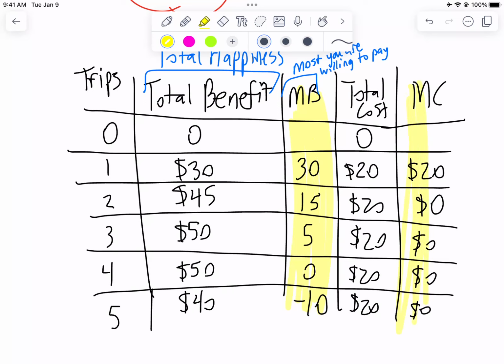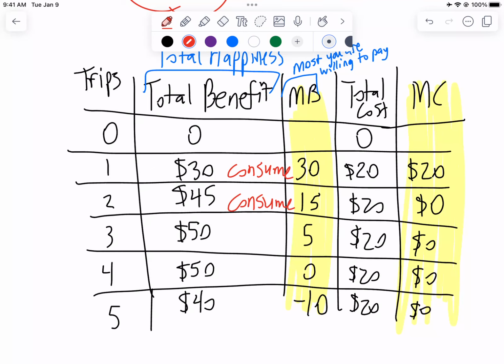Whenever something is going to make you happier more than what it's going to cost you, you consume. So for the first trip, we're having a marginal benefit of 30 and a marginal cost of 20. So yes, we're going to consume. What about the second trip? The second trip, marginal benefit 15, and it's going to cost us $0. So we're going to consume.